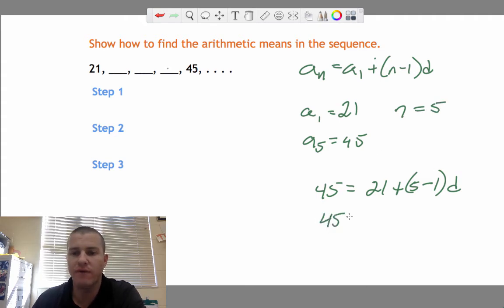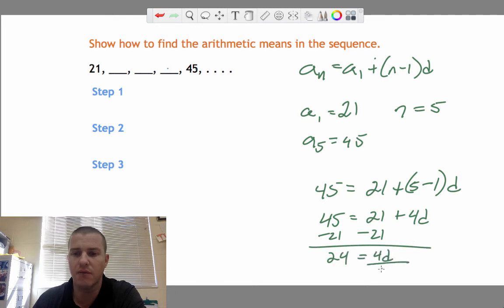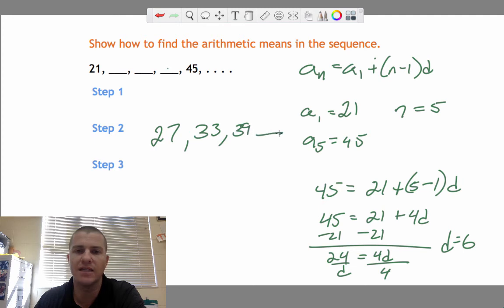And so now I have 45 is equal to 21 plus 4 times the common difference. Subtract 21. 24 is equal to 4 times the common difference. Divide by 4, and the common difference is 6. So then you can figure out what's in between. Add 6 every time, so that's 27, 33, 39, and if you add 6 again, it'll be 45 just to be sure.